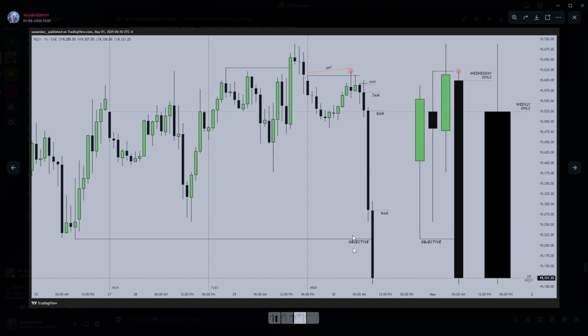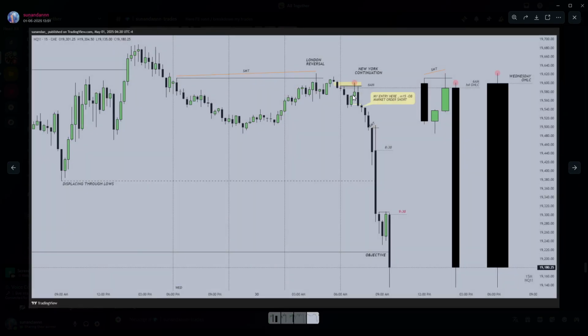Wednesday. This is 4 a.m. or 5 a.m., something. This is 4 a.m. London reversal. Okay. Clear objectives pending. See, this is 3 4. This is London reversal. So when London reverses, you can take early New York entries before 8 a.m. as well.